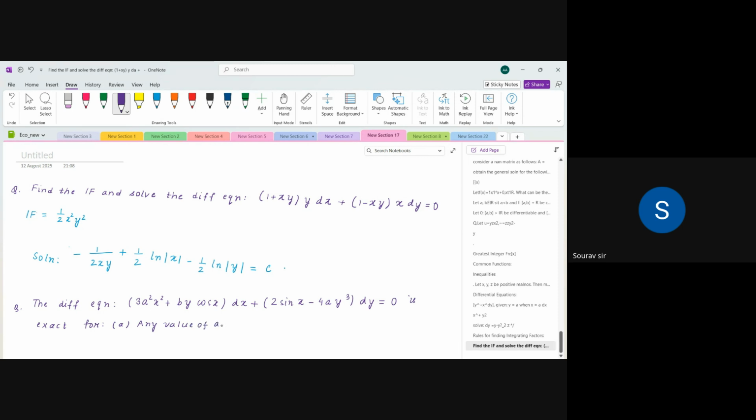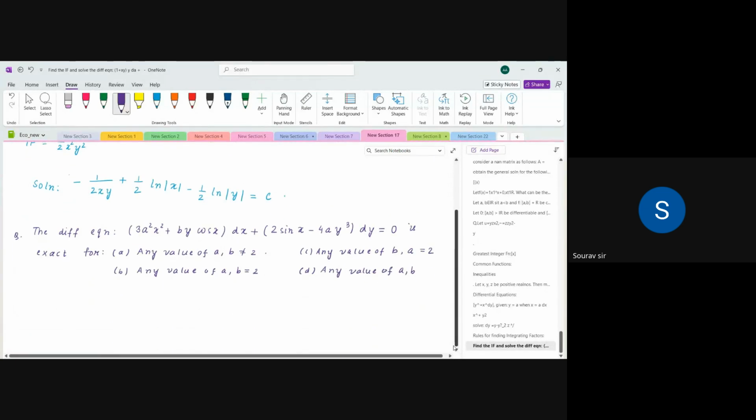Option A: any value of a and b not equal to 2. Option B: any value of a, b equals to 2. Option C: any value of b, a equals to 2. And option D: any value of a. Okay. So any guesses, anyone? How should we start with this?